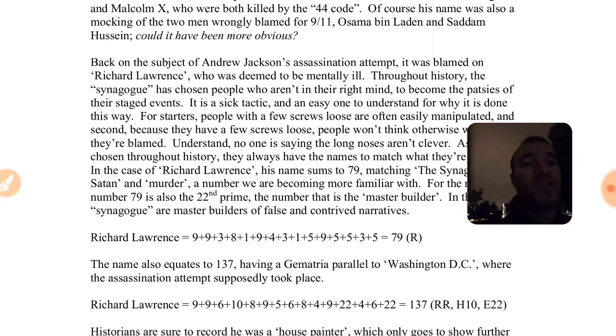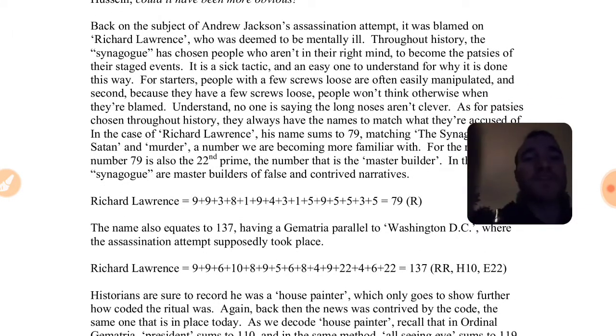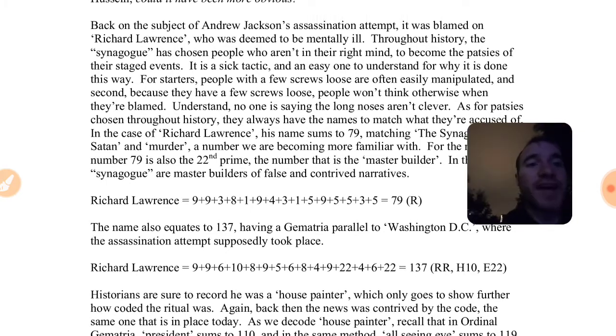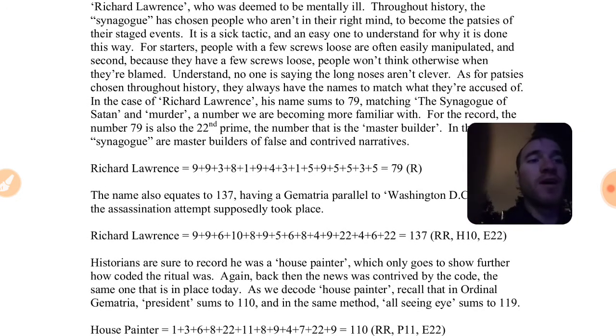Back on the subject of Andrew Jackson's assassination attempt, it was blamed on Richard Lawrence, who was deemed to be mentally ill. Throughout history, the synagogue has chosen people who aren't in their right minds to become the patsies of their stage events. It is a sick tactic and an easy one to understand for why it is done this way. For starters, people with a few screws loose are often easily manipulated. And second, because they have a few screws loose, people won't think otherwise when they are blamed. Understand, no one is saying the long noses aren't clever. As for patsies chosen throughout history, they always have the names to match what they're accused of.